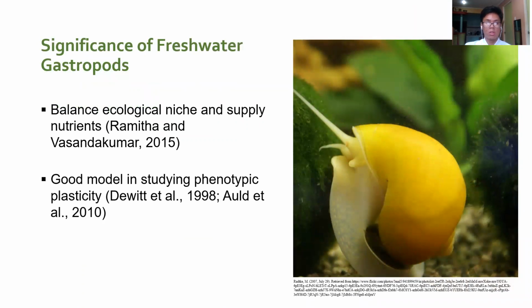Freshwater gastropods are important animals since they serve a lot of ecological uses. First, they are microherbivores, which means that they consume primary producers such as bacterial films, algae, and agricultural crops. They also serve as prey for a lot of molluscivorous animals such as crabs and fish and even humans. They are a good model for studying phenotypic plasticity.